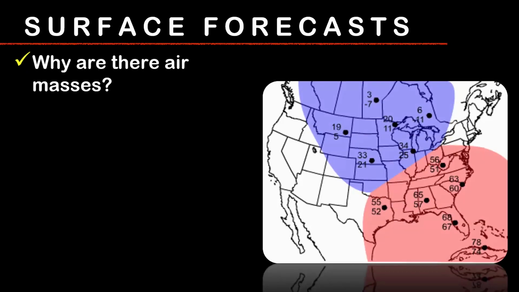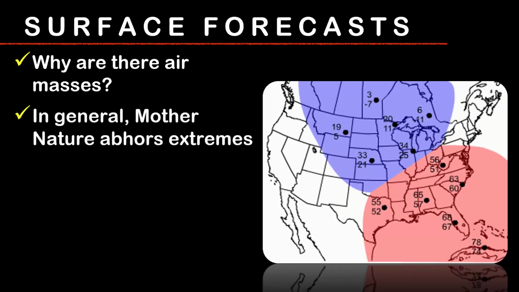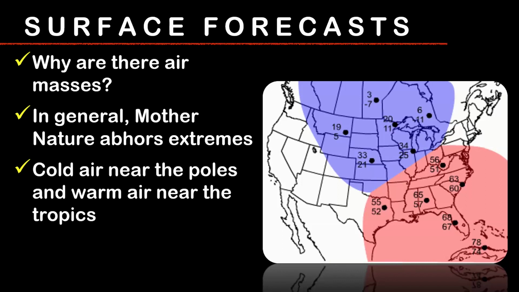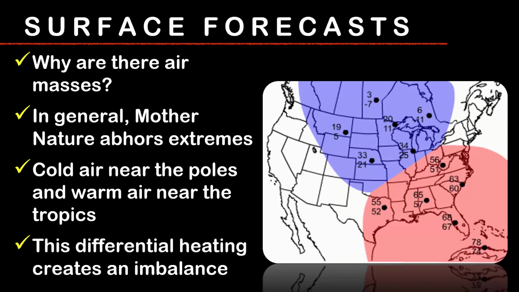So why are there air masses in the first place? What is an air mass? Well, the easy answer is Mother Nature abhors extremes. We know that there's cold air up near the poles and warm air near the tropics. As a result, this differential heating throughout our globe creates an imbalance that Mother Nature doesn't like. So it's all about this differential heating, and then Mother Nature attempts to bring that back to a balance.